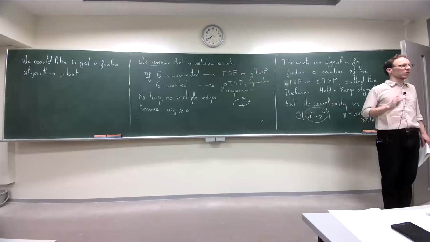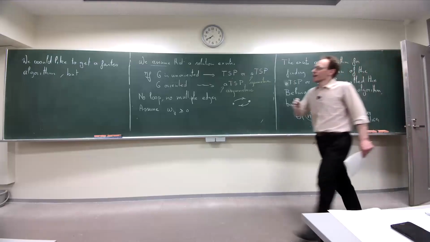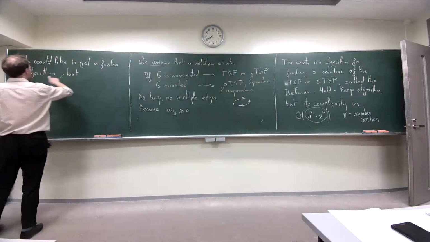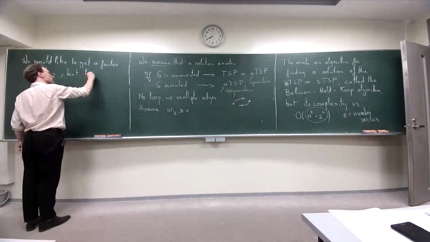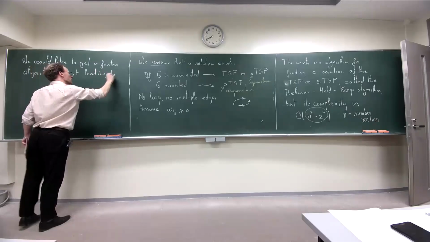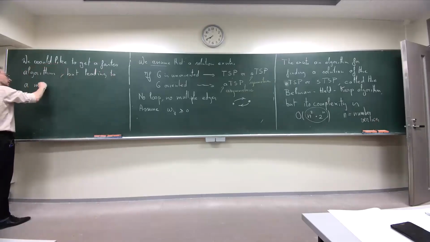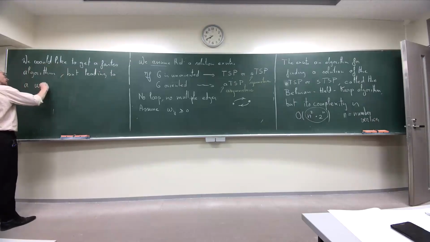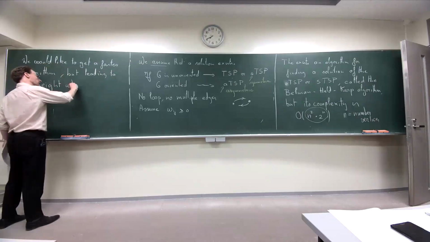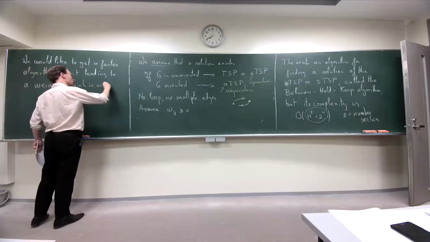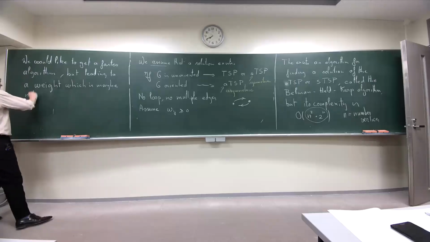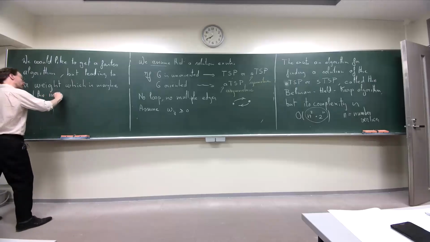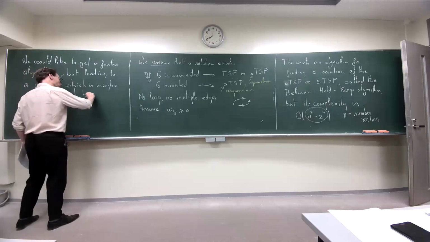You look for a solution which goes much faster, but maybe not with the optimal weight. So there is a balance. So we look to get a faster algorithm, but leading to a weight which is maybe not the minimal one, but close to it.